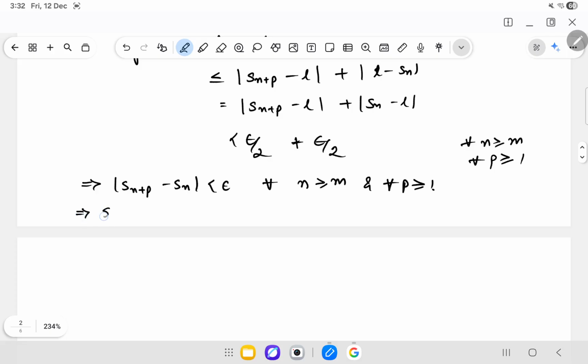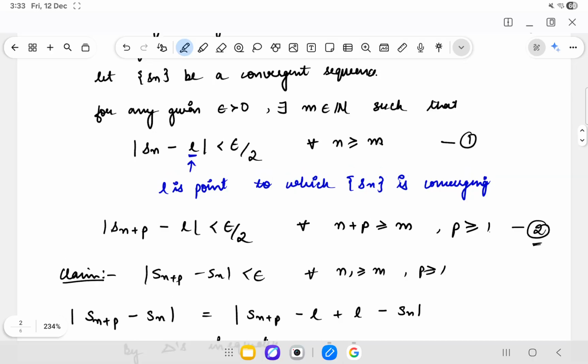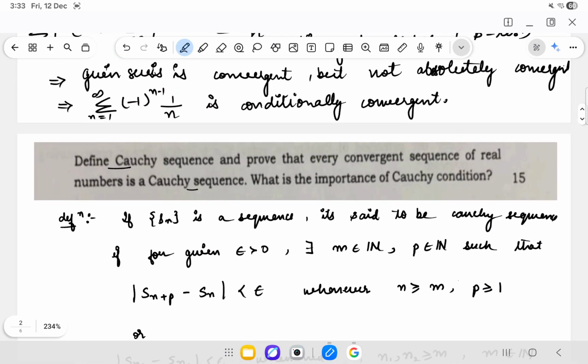So from here I can say that Sn is a Cauchy sequence, as it satisfies the Cauchy criteria, and that's what we are supposed to show, that if Sn is any convergent sequence then it satisfies the Cauchy criteria. Now there's another part of the question which asks what is the importance of the Cauchy condition.